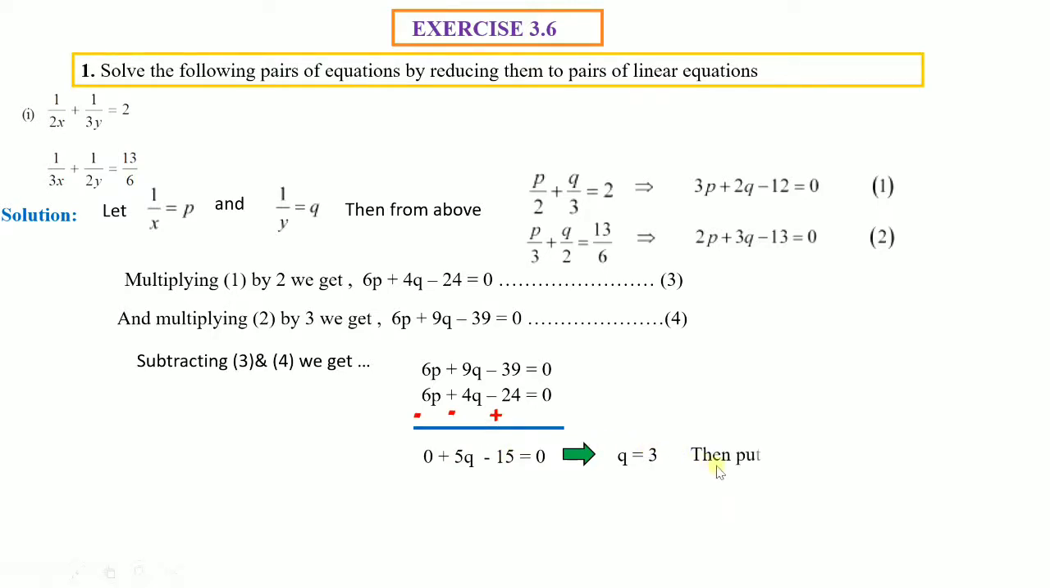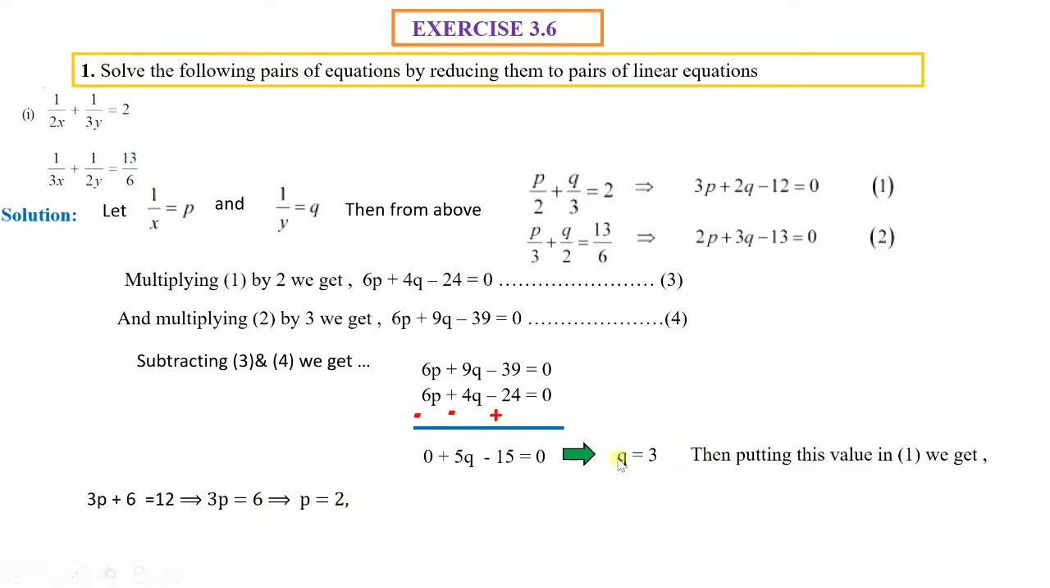Now putting this value of q in equation number 1, we get 3p plus 2 into 3, so 3 twos are 6, is equal to 12, as minus 12 went to that side. Now 3p is equal to 12 minus 6 is equal to 6, and p is equal to 6 by 3, so p is equal to 2.